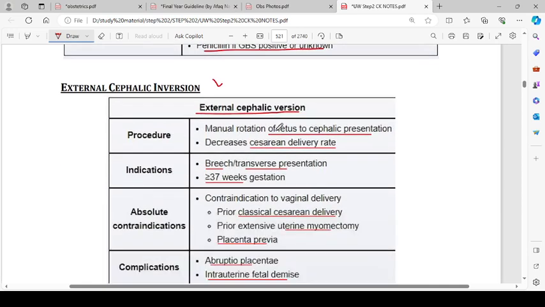Then external cephalic version, ECV. So the procedure is manual rotation. It is done for the breech fetuses. We rotate the fetus manually, externally, by maneuvering the abdomen. Manual rotation of the fetus to cephalic presentation decreases the cesarean delivery rate.